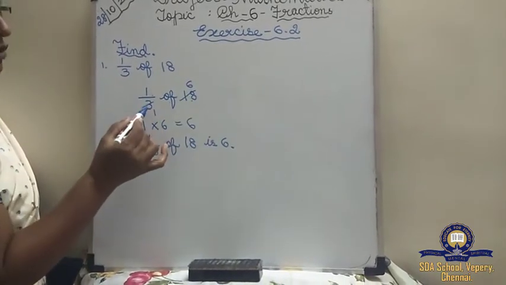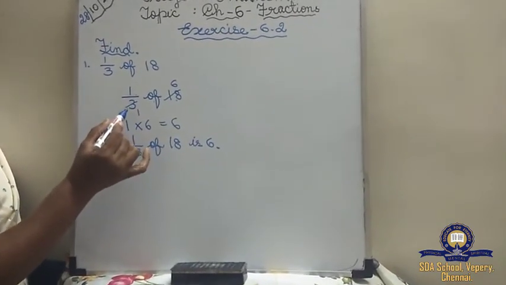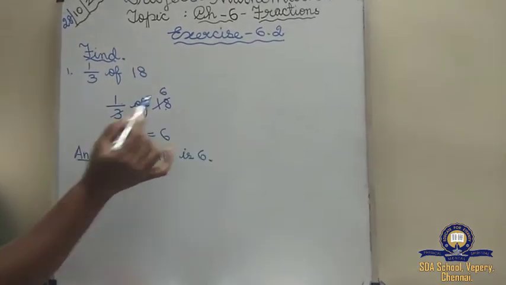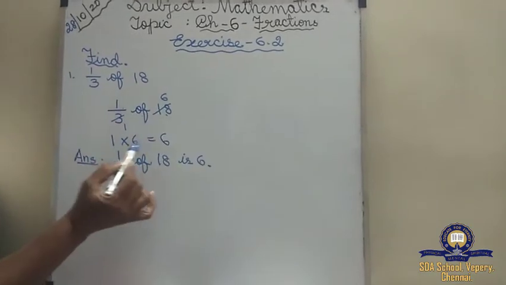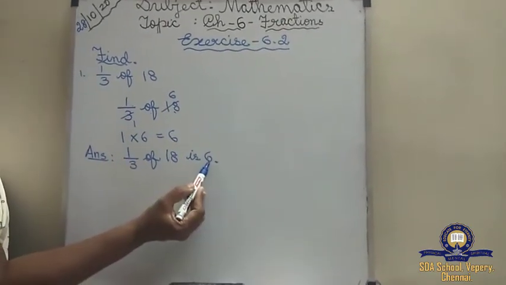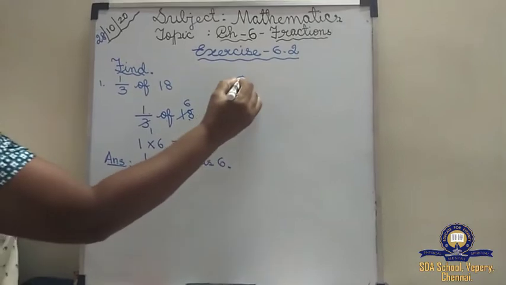See, 1 by 3 of 18. So 18 goes in the 3 table. 1 3 is 3, 6 3s are 18. So these two you have to multiply, and that is the answer. Understood children? So, the second sum.